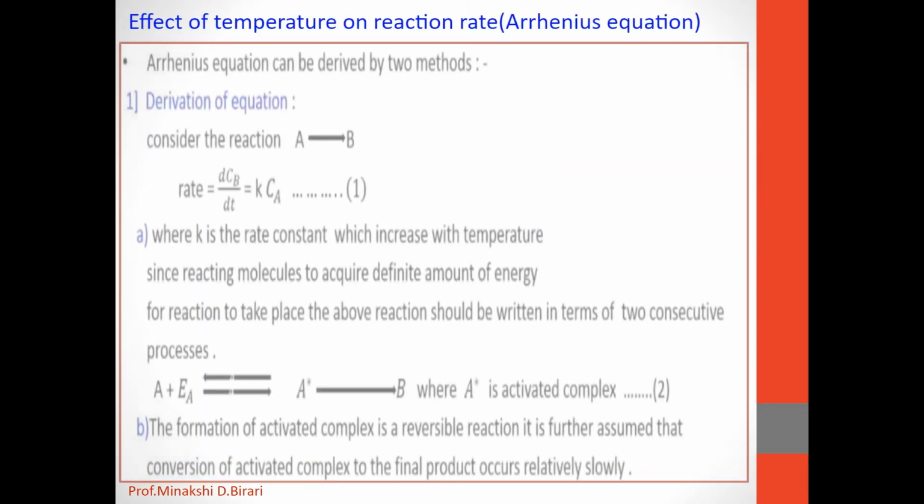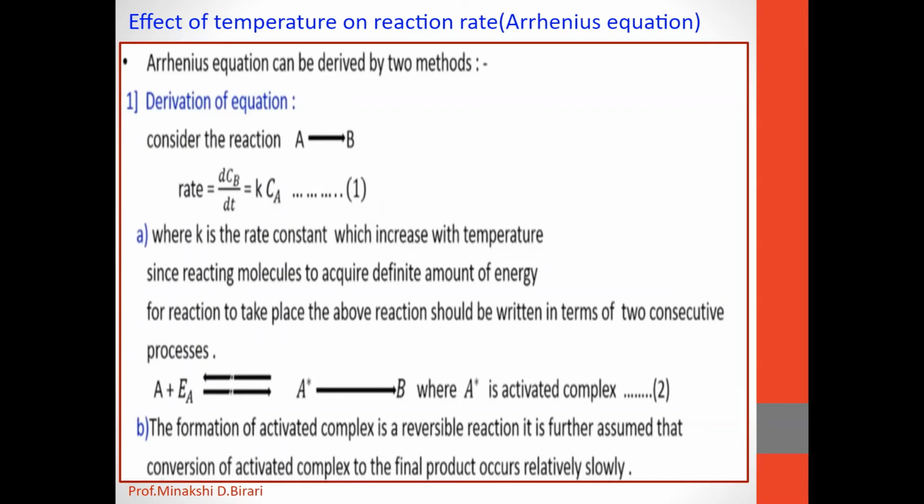So let us see the derivation of the Arrhenius equation. The Arrhenius equation can be derived by two methods. Let us see the first method. Consider the reaction: the reactant A gives the formation of product B. So for this reaction we can write the rate equation as change in concentration of product divided by time, that is, dCB upon dt is equal to K into CA, where K is the observed rate constant which increases with temperature.